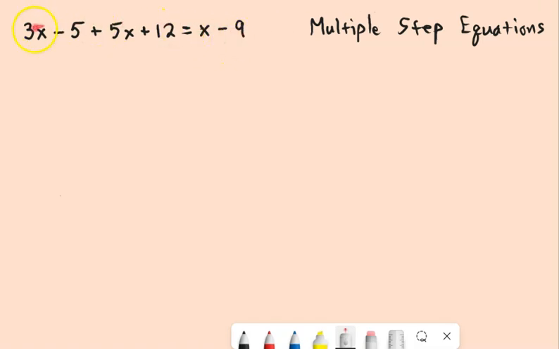We want to turn this into an equation where all we have to do is add something to both sides and then multiply something by both sides. So let's see how we can do that. Well, the first thing we can do is combine 3x and plus 5x. 3x plus 5x is equal to 8x because 3 plus 5 is 8, and they both have an x on them.